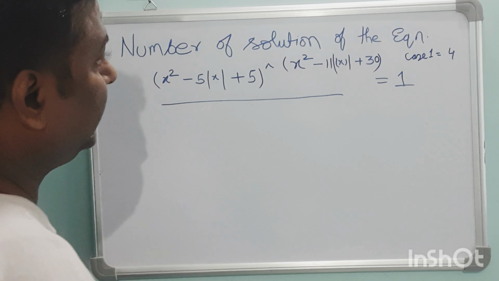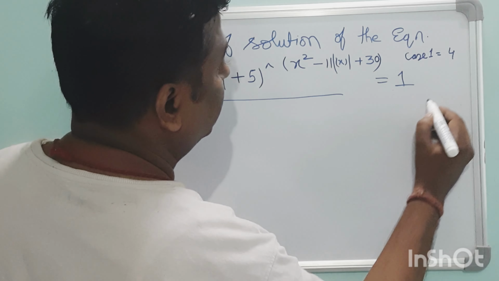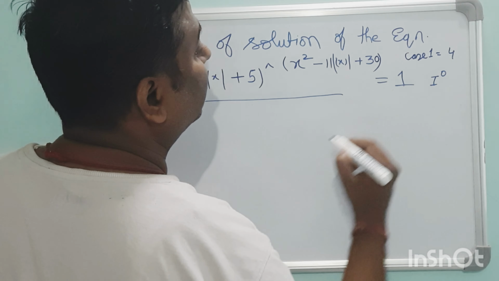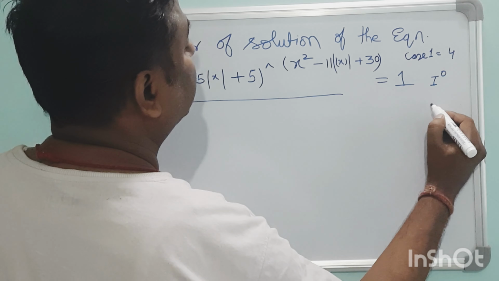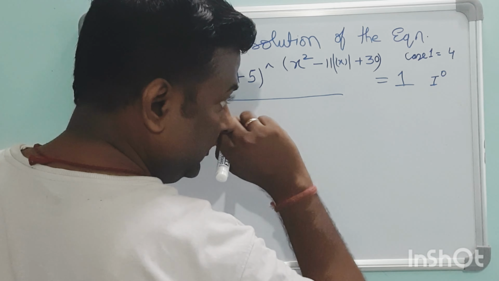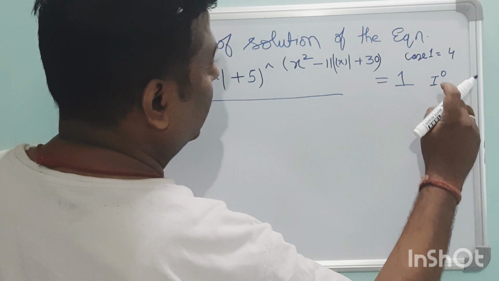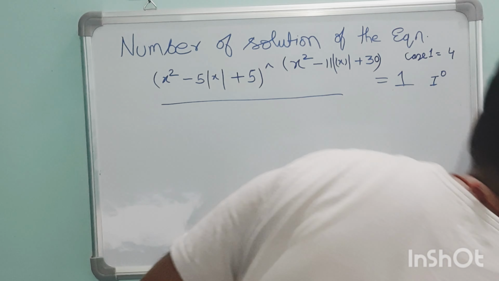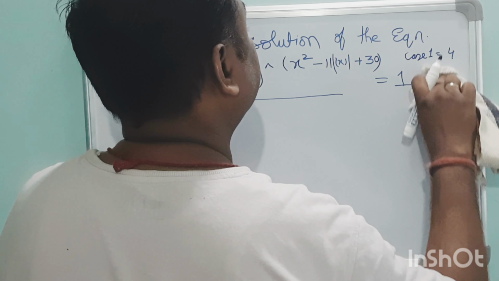What was our second case? The first case we have done is integer raised to power 0. Now we are going to check the second case. What are we going to check? Sorry, here we have to check the base equal to 1.